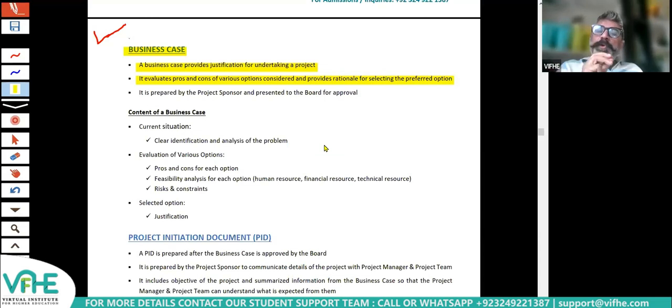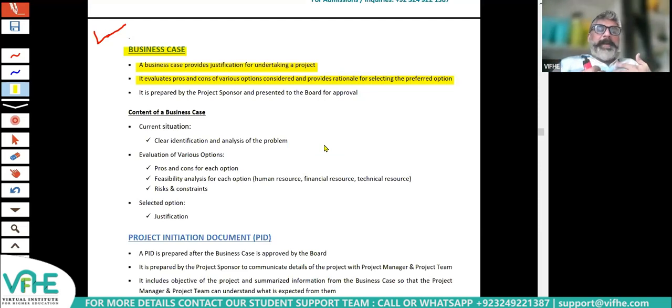So in simple layman language, when I'm talking to the board, can I say I will look at the pros and cons of each option? You can't go that technical with the board. So when I go to the board, I will say, gentlemen, there are three possible options, A, B, C. These are the pros and cons of each option, and based on them, I recommend option C, and this is the reason why. Does it make sense to you? Does it seem logical to you?